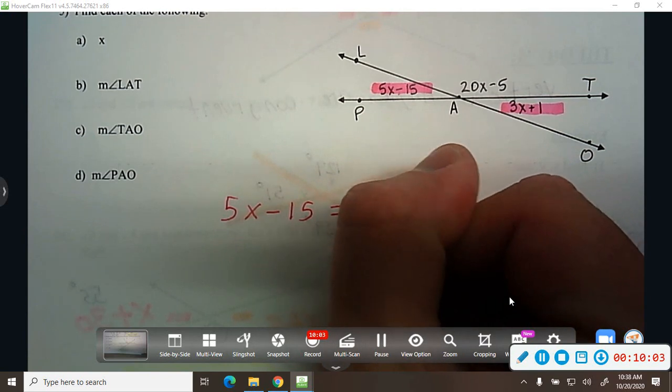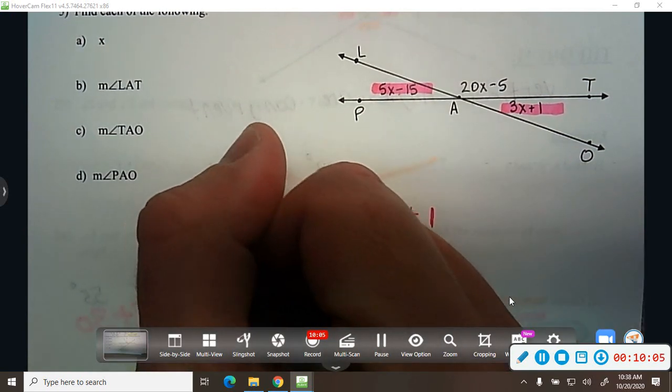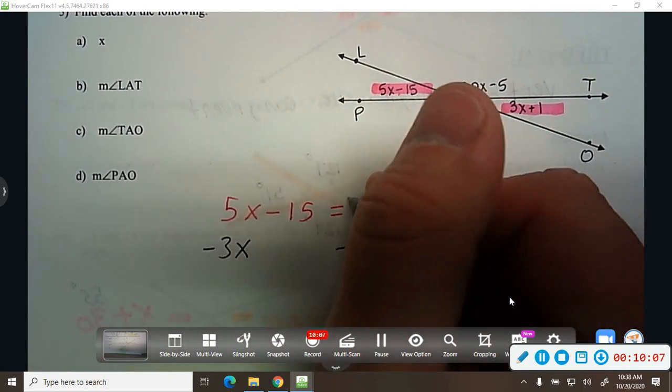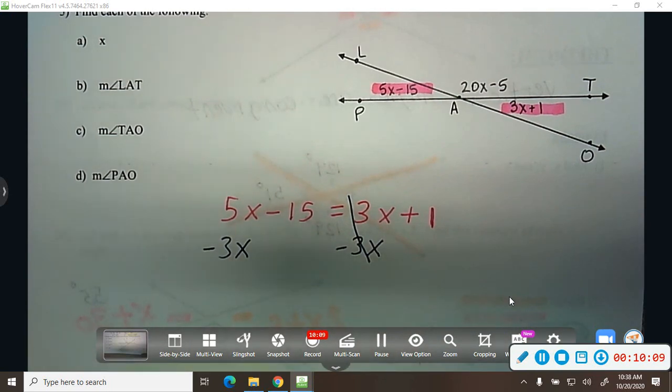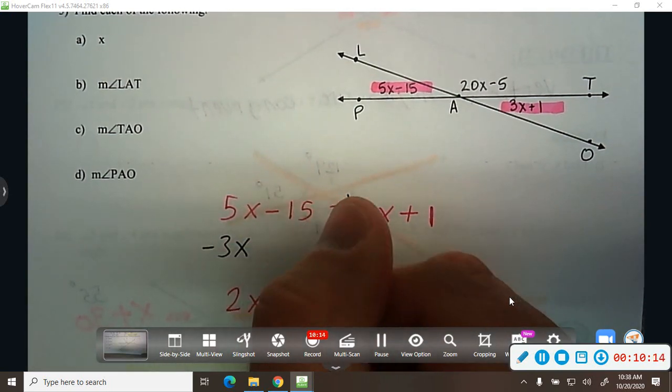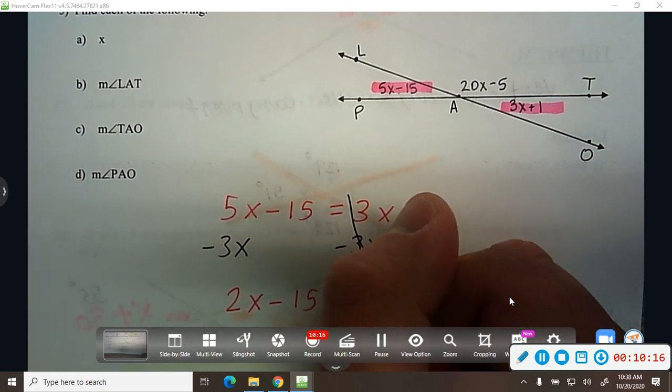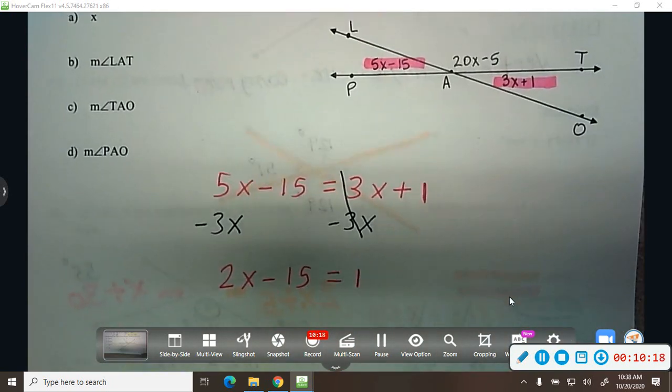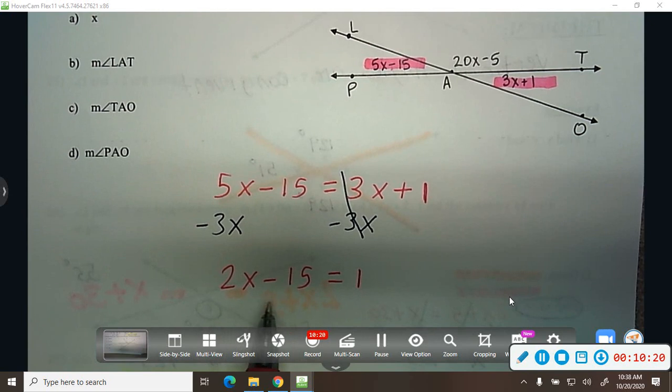I'm going to subtract 3x from both sides. And then I get 2x minus 15 is equal to 1. So now the question is, 2 times what number minus 15 is 1? I could actually do that one in my head. 8. 2 times 8 is 16. 16 minus 15 is 1. But I'll continue to show the work.